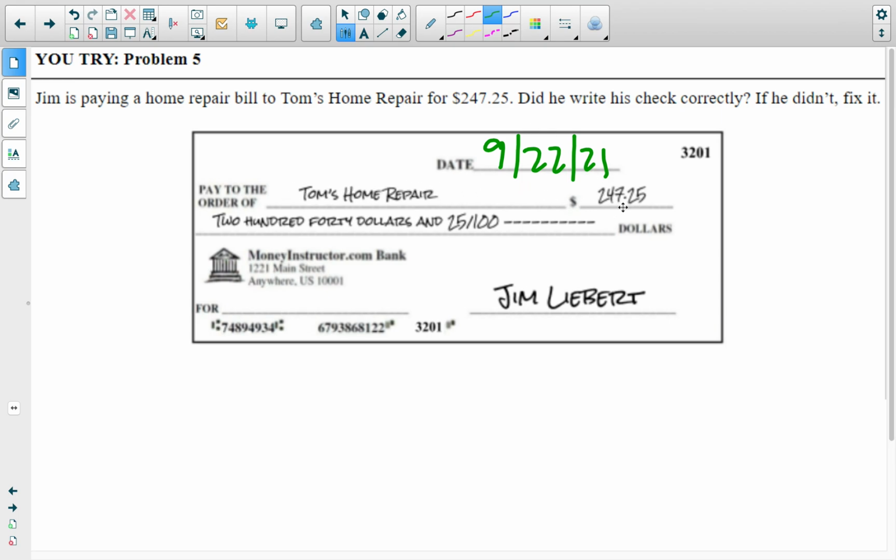The amount, $247.25 in numbers, that looks good. But when we look at the amount in words, it says $240 and 25 out of 100. This is a problem because he wrote 40 instead of 47. He needs to write in the word 7. Everything else looks good though.